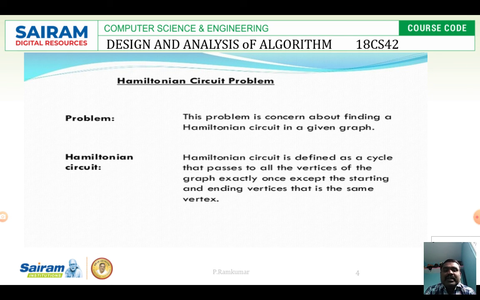Next one is the Hamiltonian circuit problem. The problem is concerned with finding a Hamiltonian circuit in the given graph. A Hamiltonian circuit is defined as a cycle which passes through all the vertices of the graph exactly once, except the starting and ending vertices, that is the same vertex. If the starting vertex as well as the ending vertex is the same, then according to the Hamiltonian methodology, it should not be visited again in between. The remaining vertices need to be visited exactly once.